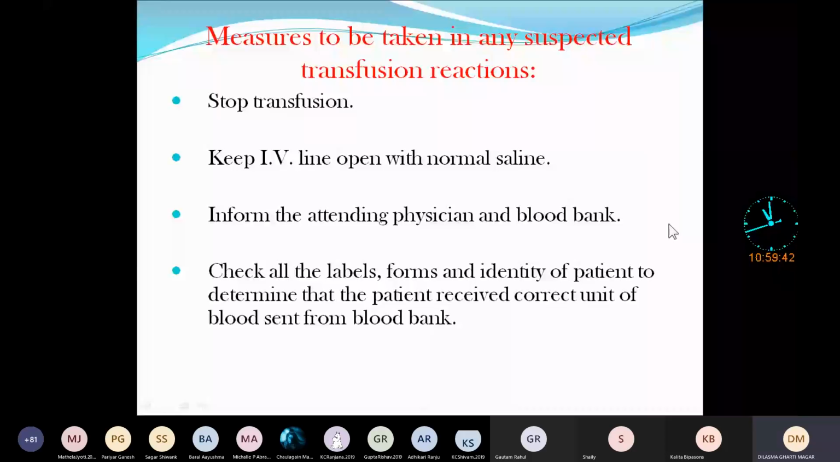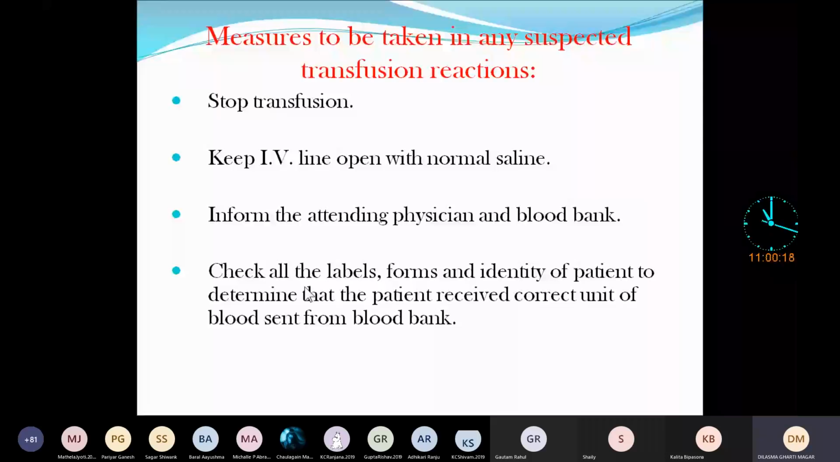So we'll inform the blood bank also, and check all the labels, forms, and identity of the patient to determine that the patient received the correct unit of the blood sent from the blood bank. So here we have to check the label. Few months back, one patient party had to come for receiving the blood, and then that bag was ready. So the person who had to come 2 hours later came 2 hours earlier.